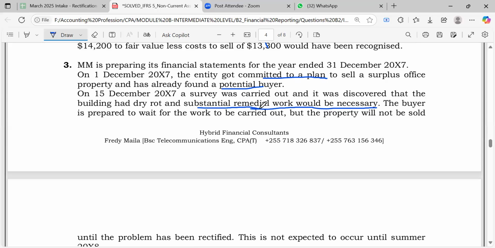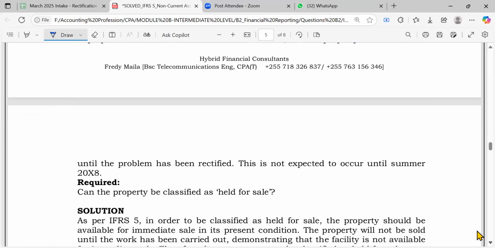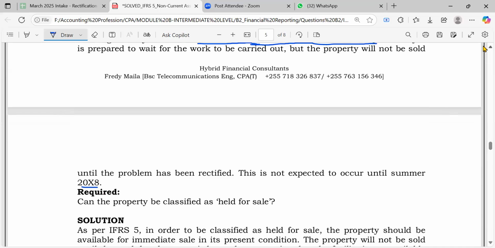So the asset wasn't ready in that one, in its condition, right? Yes. The buyer is prepared to wait for the work to be carried out. Okay, it's fine, but the property will not be sold until the problem has been what? Rectified. So you say that it cannot be sold until the problem has been rectified. So you have to wait. This is not expected to occur until the summer of 20x8. The buyer is going to buy, but cannot do that until the summer of 20x8.